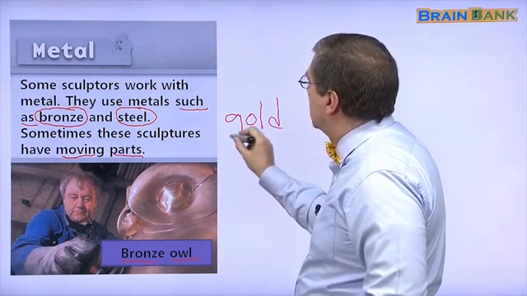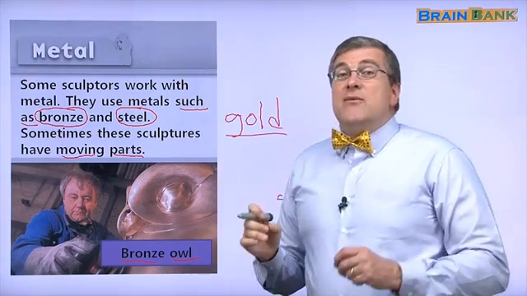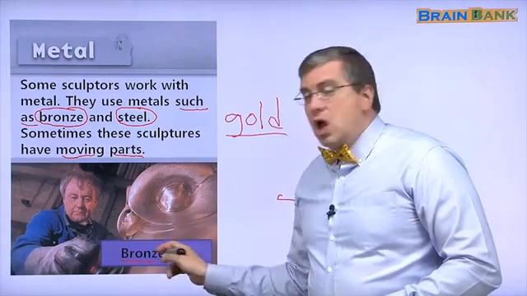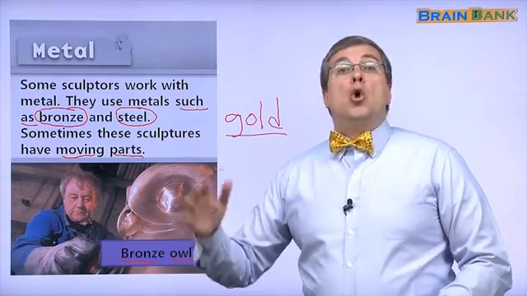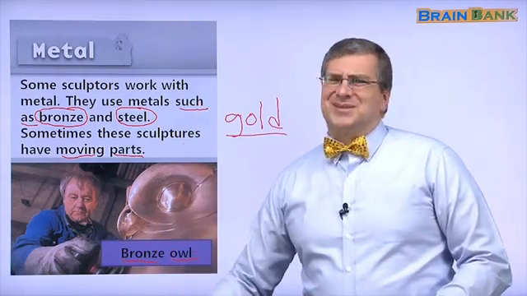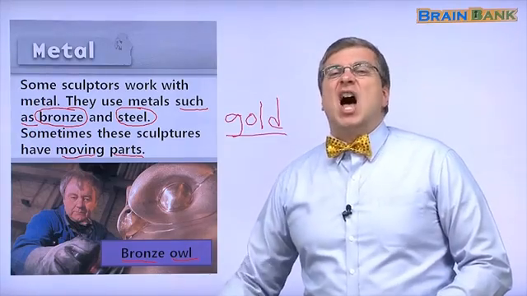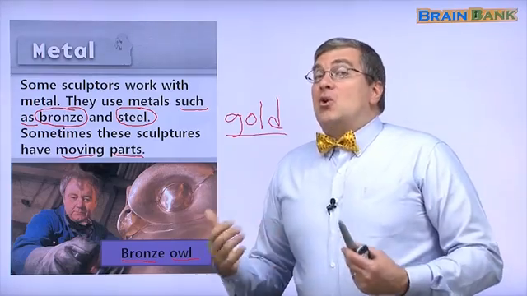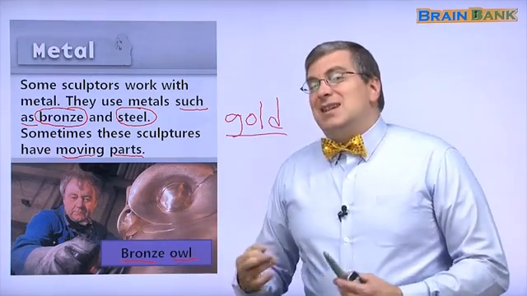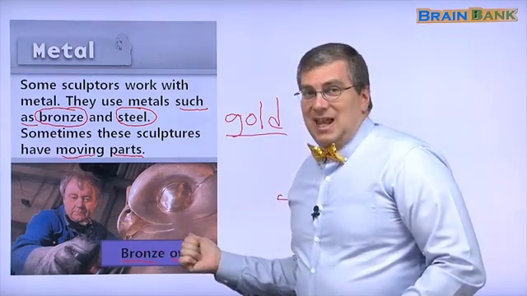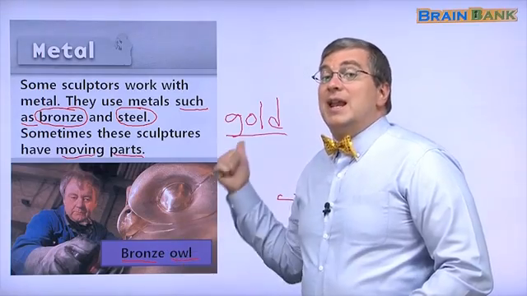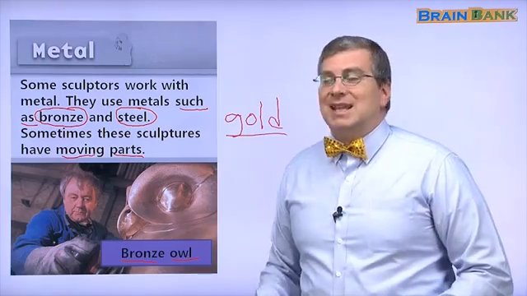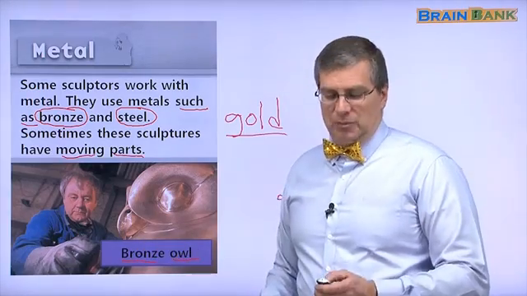Gold. 금, right? Gold is 금. Very expensive. 너무 비싸요, right? But bronze, 싸요. Gold, 비싸요. Bronze, 싸요. Bronze is not expensive. Gold is expensive. Of course, it's easier to make a bronze statue or sculpture than a gold sculpture. You don't need much money to make a bronze sculpture.